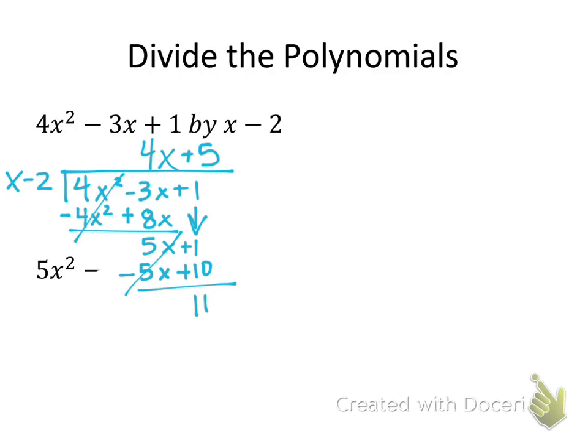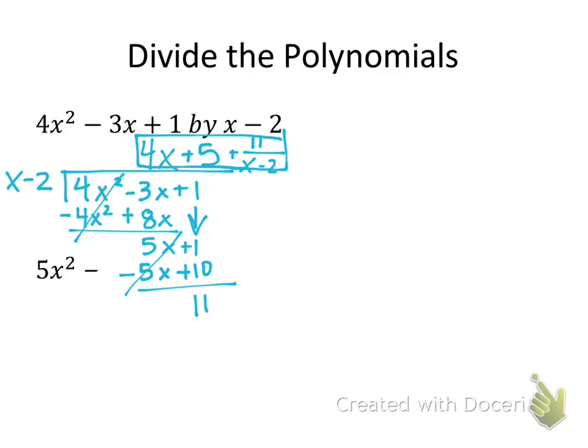So I'm left with a remainder of 11 because there's nothing else I can bring down. There's nothing I can do to make x 11. So I write plus 11 over, and I write whatever I divided by, x minus 2. And this is my final answer. That's how you use long division in order to divide the polynomial.